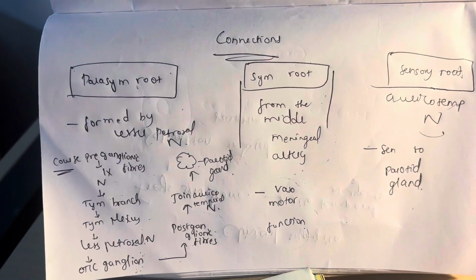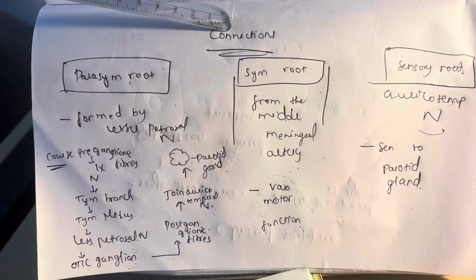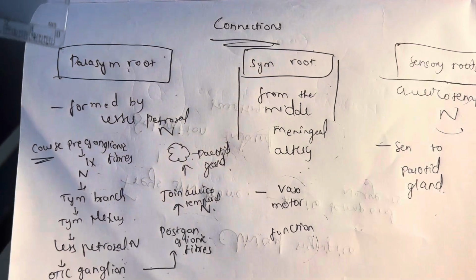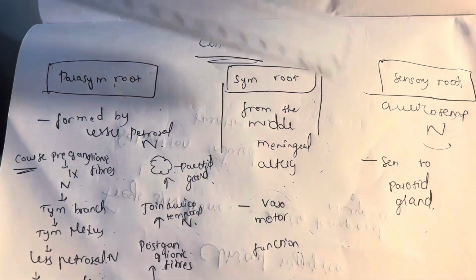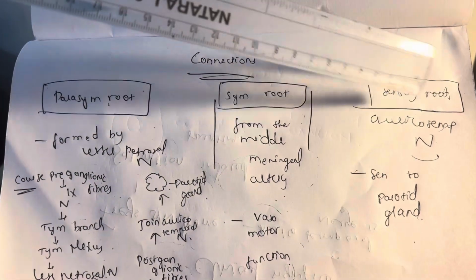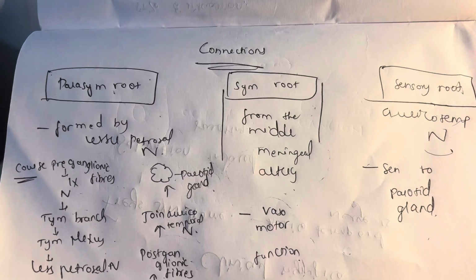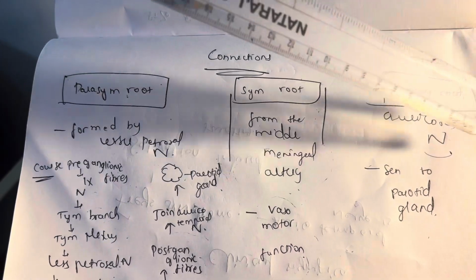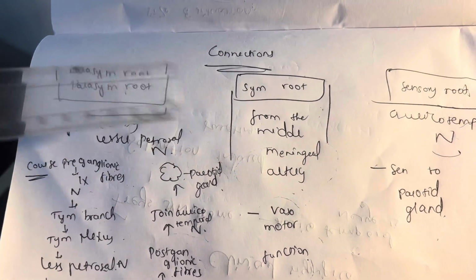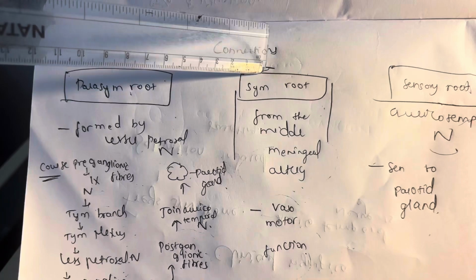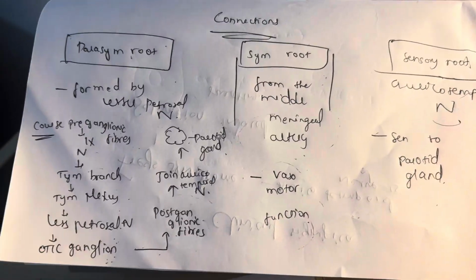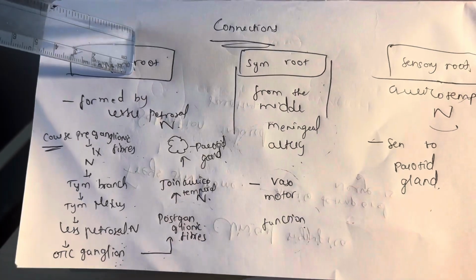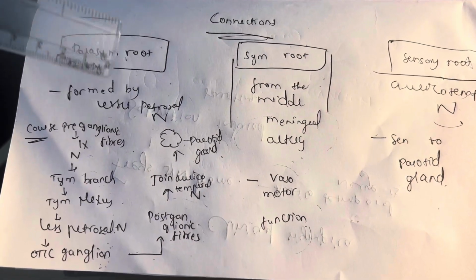Now let us discuss about the connections of the otic ganglion. It has primarily three roots, which are the parasympathetic root, sympathetic root, and the sensory root. So the parasympathetic root and the sensory root are predominantly formed by nerves, but then the sympathetic root is formed by an artery. This you have to remember. The parasympathetic root is formed by the lesser petrosal nerve.